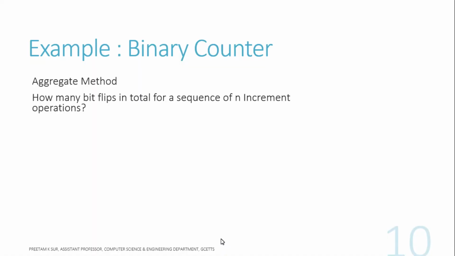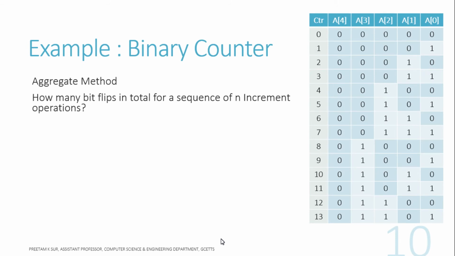So what we will do is try to find out how many bit flips actually occur in a total sequence of n increment operations. Let us take the example again, which was shown in the last slide. Now we are trying to find out how many bit flips occur for a sequence of n operations. Let us check it one by one.